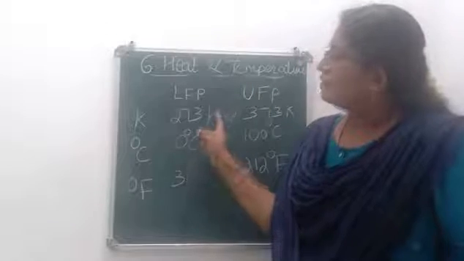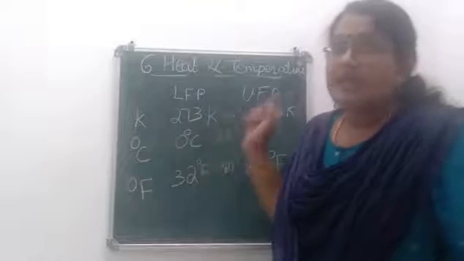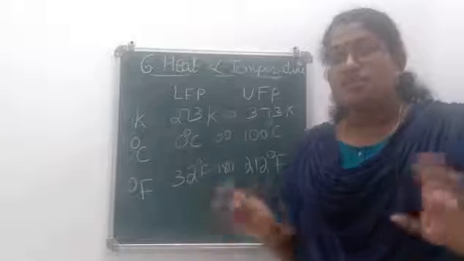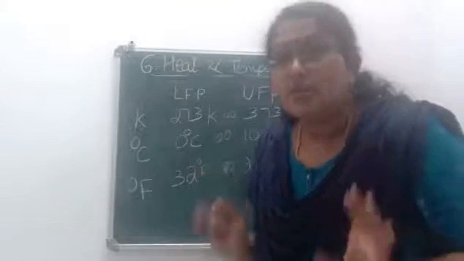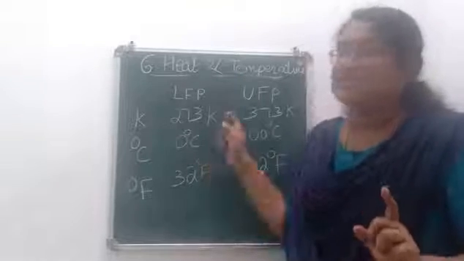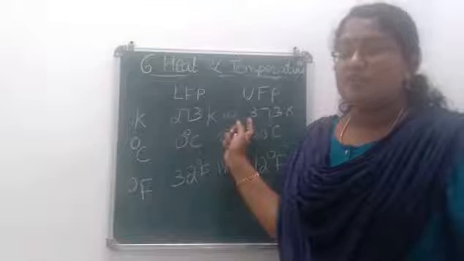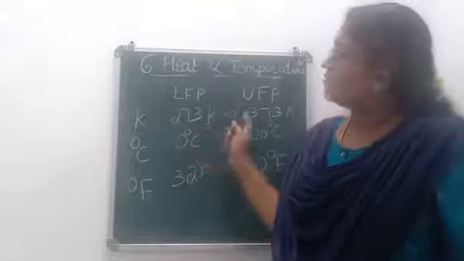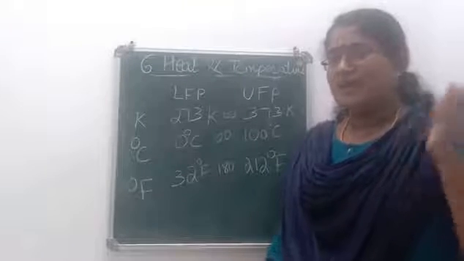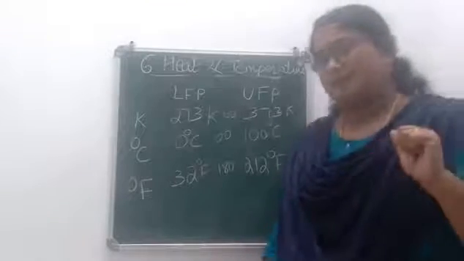Since the number of divisions between the lower fixed point and upper fixed point are the same in the Celsius scale and Kelvin scale, when you are considering the change in temperature, that will be equal. Okay, change in temperature will be equal in Celsius and Kelvin scales, since the number of divisions between lower fixed point and upper fixed point are same. Now, I told that the change in temperature is same. What do you mean by that?